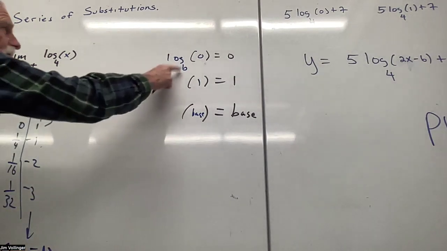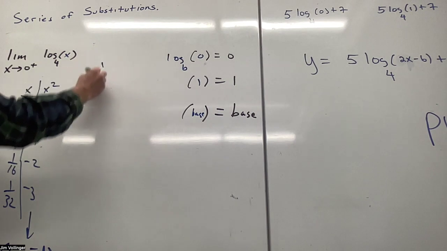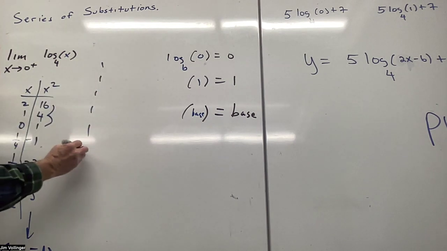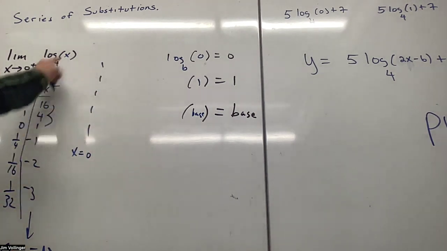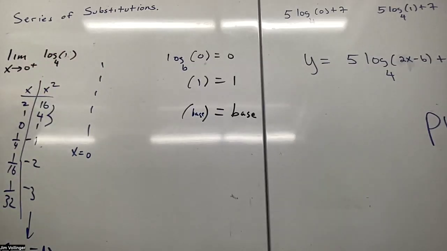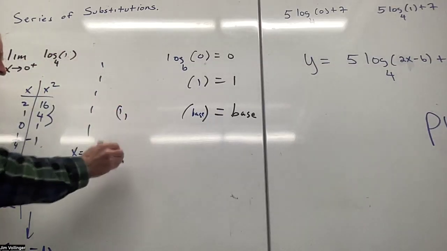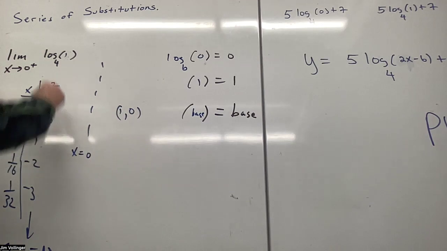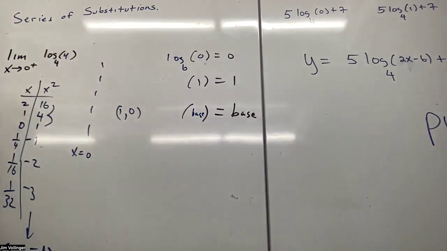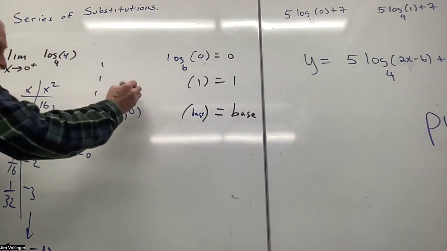So when is this equal to 0? There's your asymptote, x equals 0. When it's 1, what are you getting? When it's 1 for an x value, you're getting 0 for an amount. When you put in a 4, what are you getting? You're getting 1 for an amount.